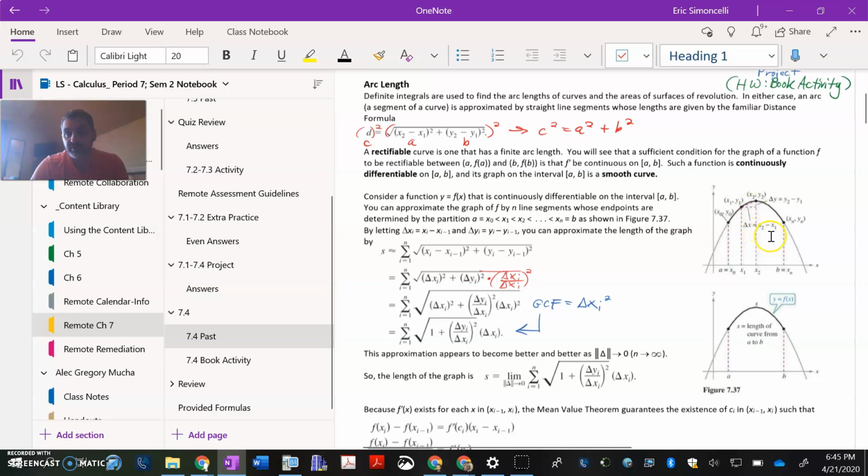You can see the notation here for delta x as well as delta y. It looks very much like what you would recall, hopefully, from when we learned slope, right? y sub 2 minus y sub 1 over x sub 2 minus x sub 1. Let me move on to the approximate version here of arc s, being the arc. By letting delta x sub i equal this difference and delta y sub i be that difference, you can approximate the length of the graph by the following.